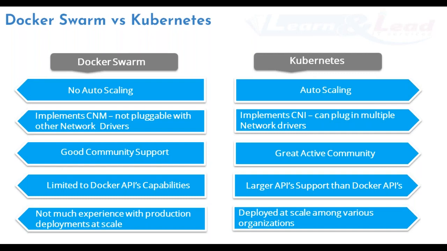Now, Docker implements a CNM, container networking model. Docker Swarm comes with the default networking drivers or networking solution installed in the cluster. Whereas Kubernetes does not come with a default networking solution, but it implements something called the Container Networking Interface, where you could plug in various networking solutions, whichever is required, based on the number of features you would like to go for.